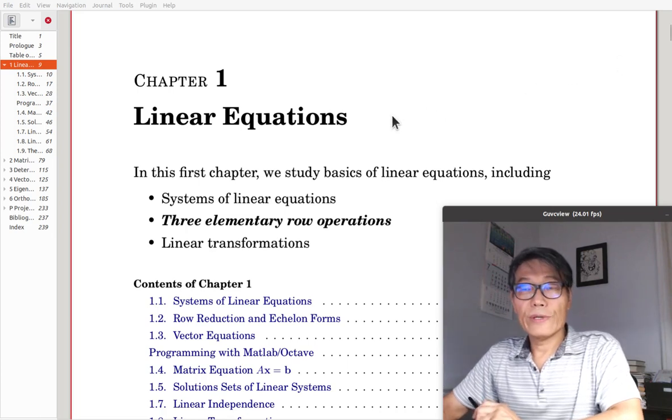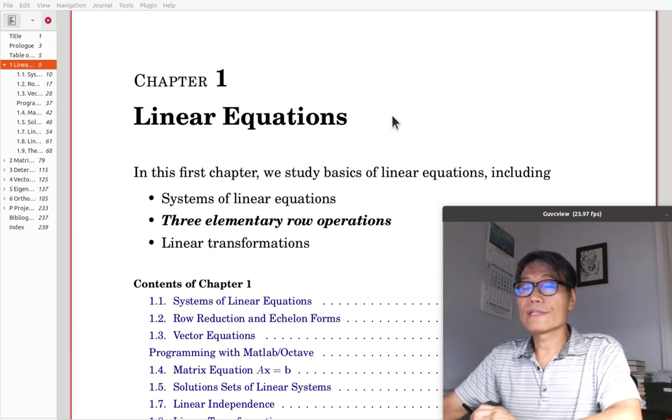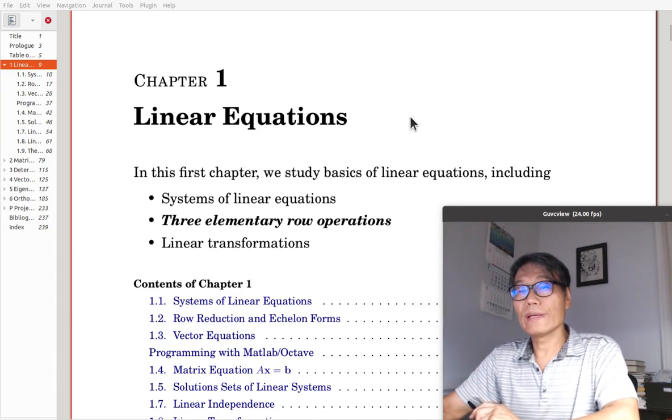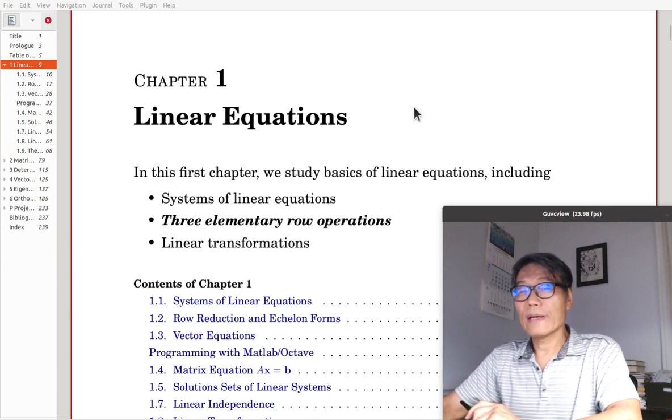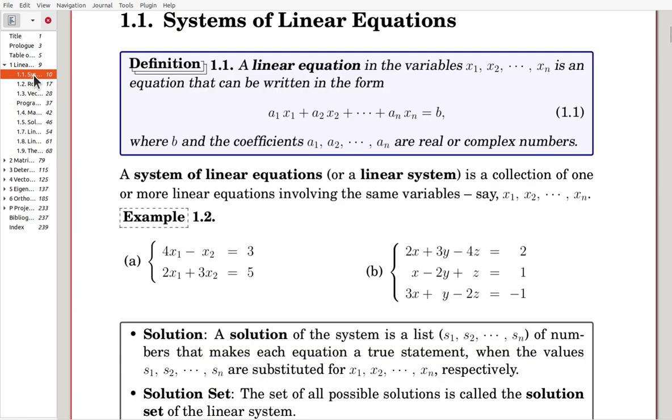It is chapter 1, linear equations. In this chapter, we'll study basics of linear equations, including systems of linear equations, three elementary row operations, and linear transformation. Let's go to the first section, section 1.1, systems of linear equations.